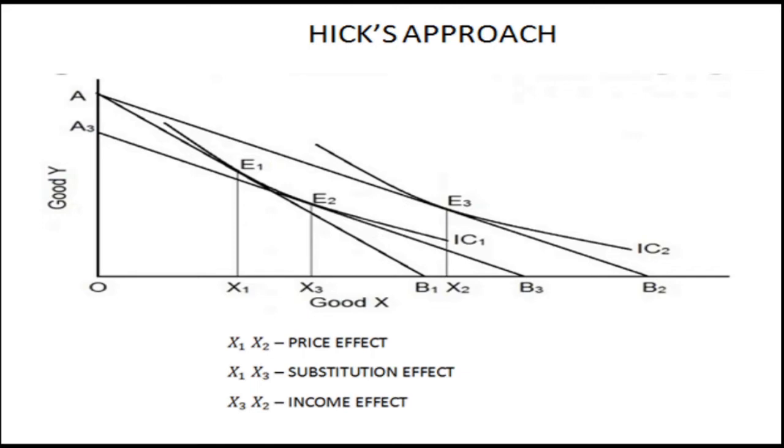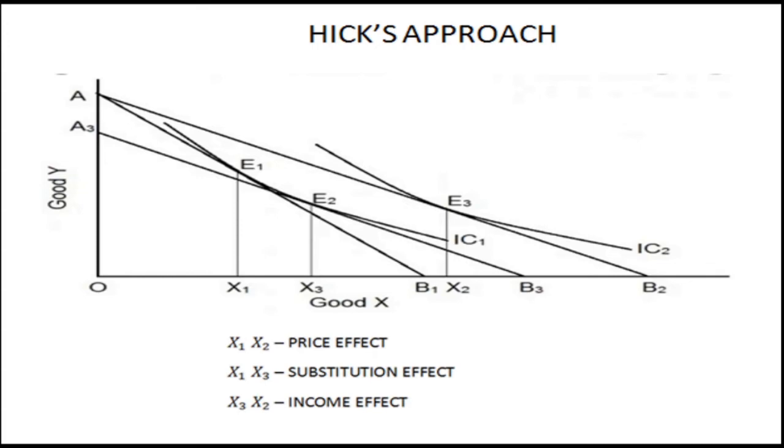How? To measure the income effect, Hicks suggested a method. Hicks suggested that we have to withdraw some amount of money from the total income of the consumer in such a way that the consumer will get back to the original indifference curve.